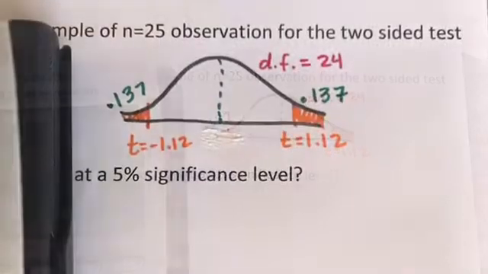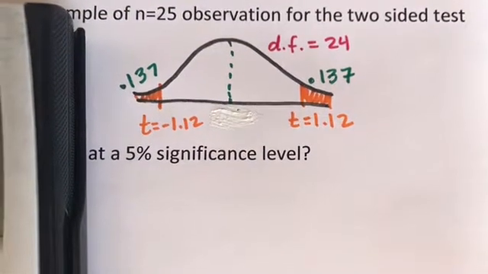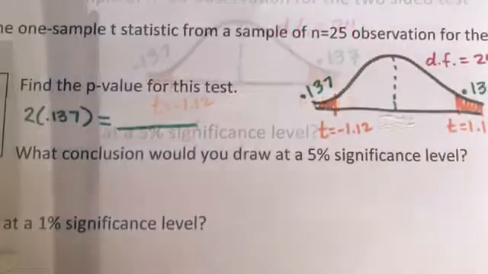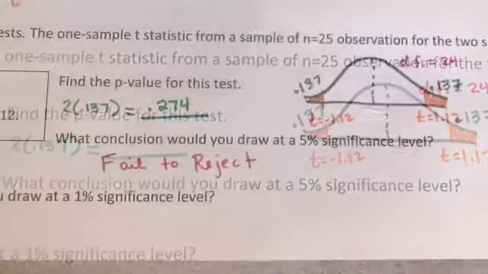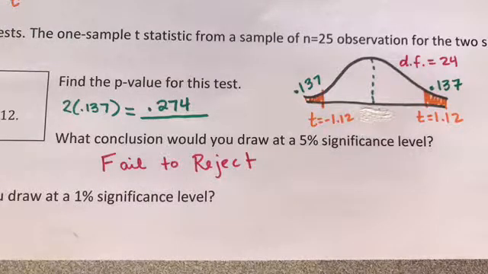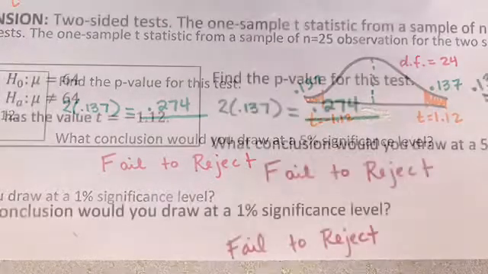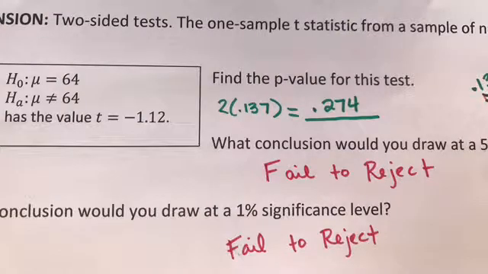My total p-value in a two-tailed test is not just the lower tail, it's the lower tail area and the upper tail area, which is a total of 2 times 0.137. So that's about 27.4%. Well, whether I'm at a 5% significance level or a 1% significance level, I need to fail to reject my hypothesis. You can only reject your hypothesis if the p-value is lower than alpha. It is not lower here. 27% is not lower than 5% or 1%.